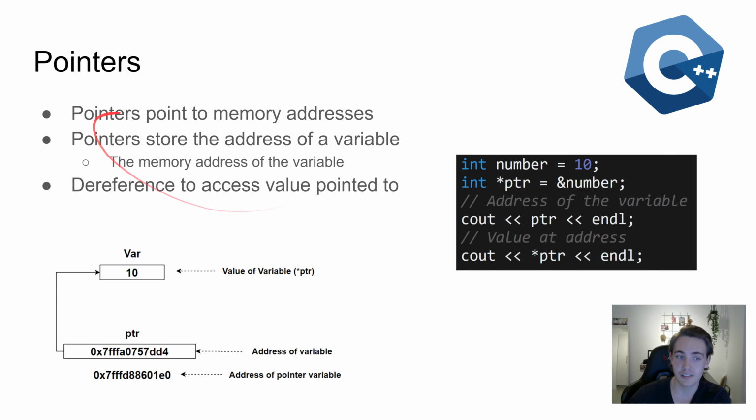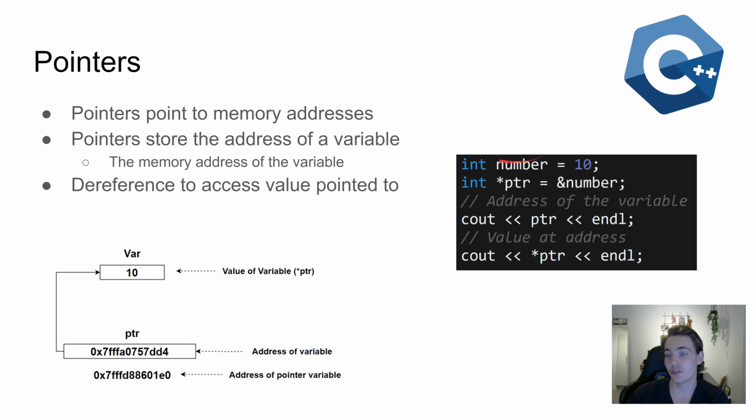So it also says here that the pointer stores the address of the variable, the memory address of the variable. You can see over here to the right, we have an example of code where we have a number that is just a variable, an integer that we assign the value 10 to. And then we can create an int pointer that is pointing to the memory address of the variable, because we are referencing the variable number.